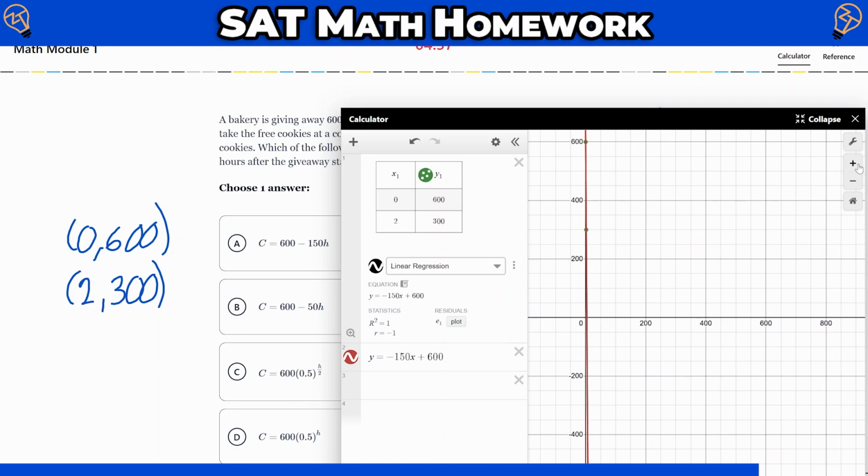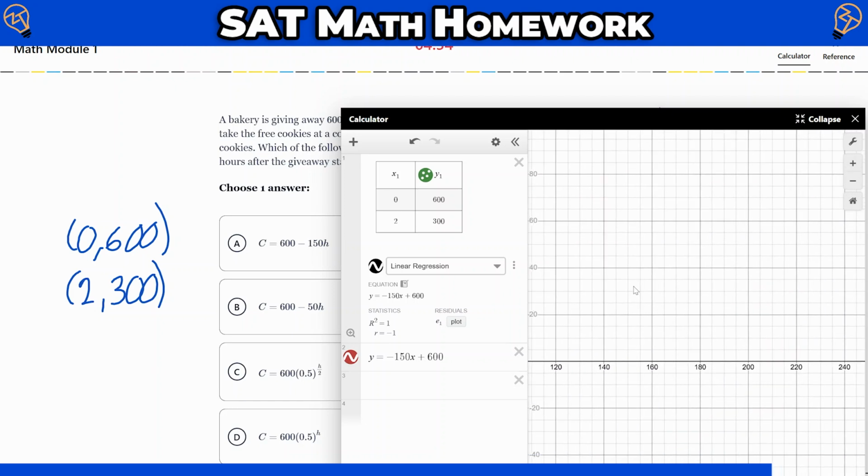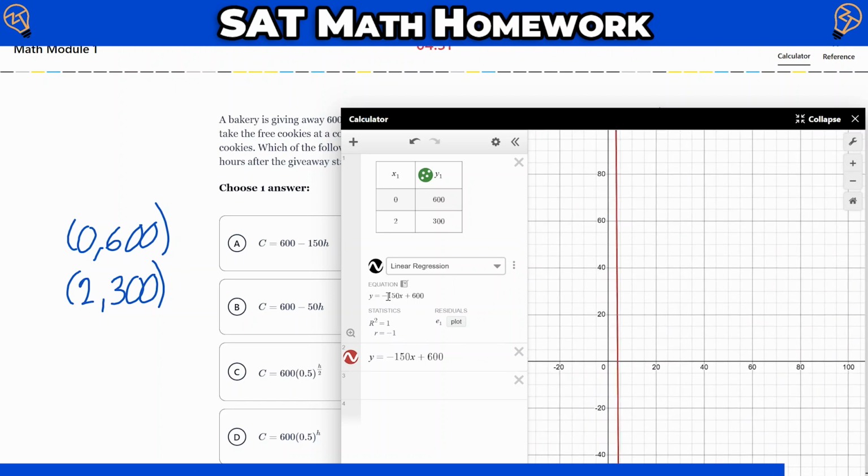I don't know why it by default did kind of a weird viewing window, or really it's just such a big negative that the slope ended up being kind of strange. But the point is that you have this equation, and really we see the y-intercept is 600 and then the slope is -150, which makes the correct answer A.